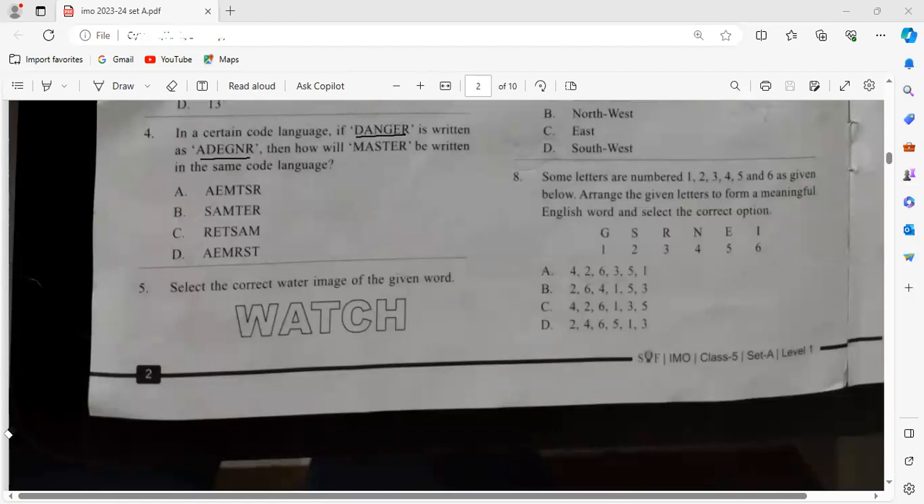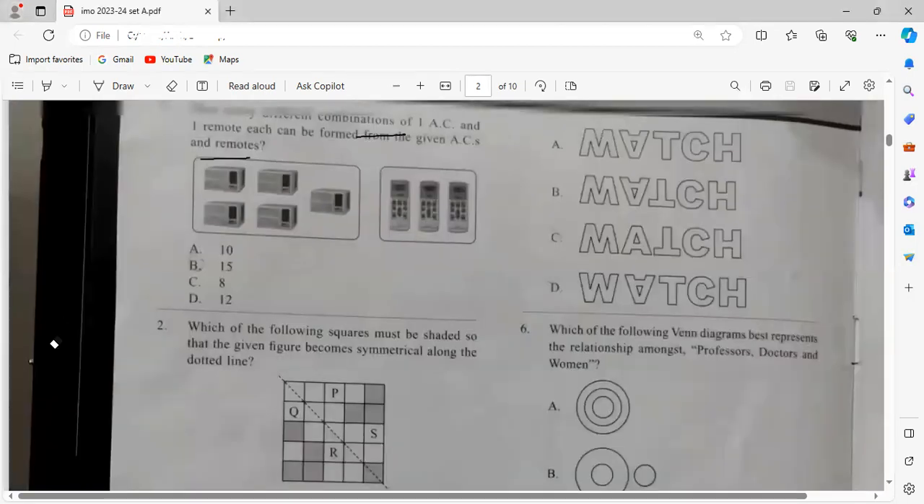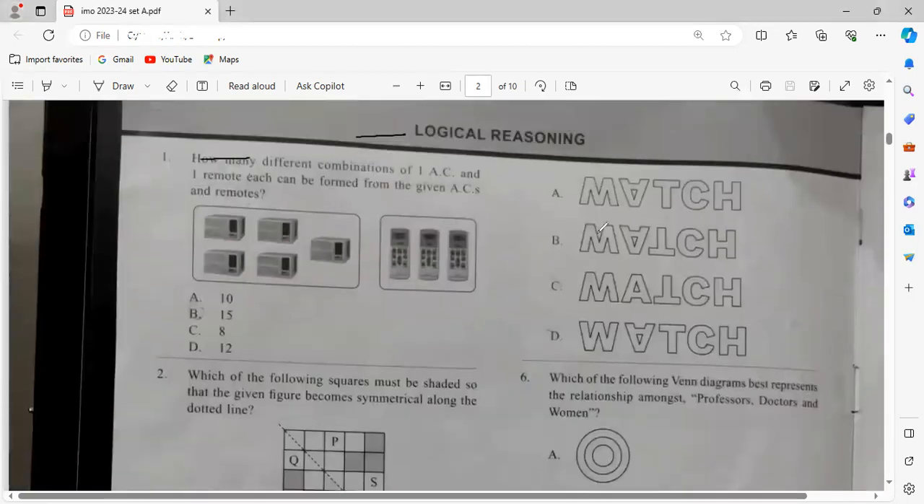Let's move on to the next question, which is select the correct water image of the given word. So the options are, so if you see water, it will be option number B. So the answer for question number 5 will be B.